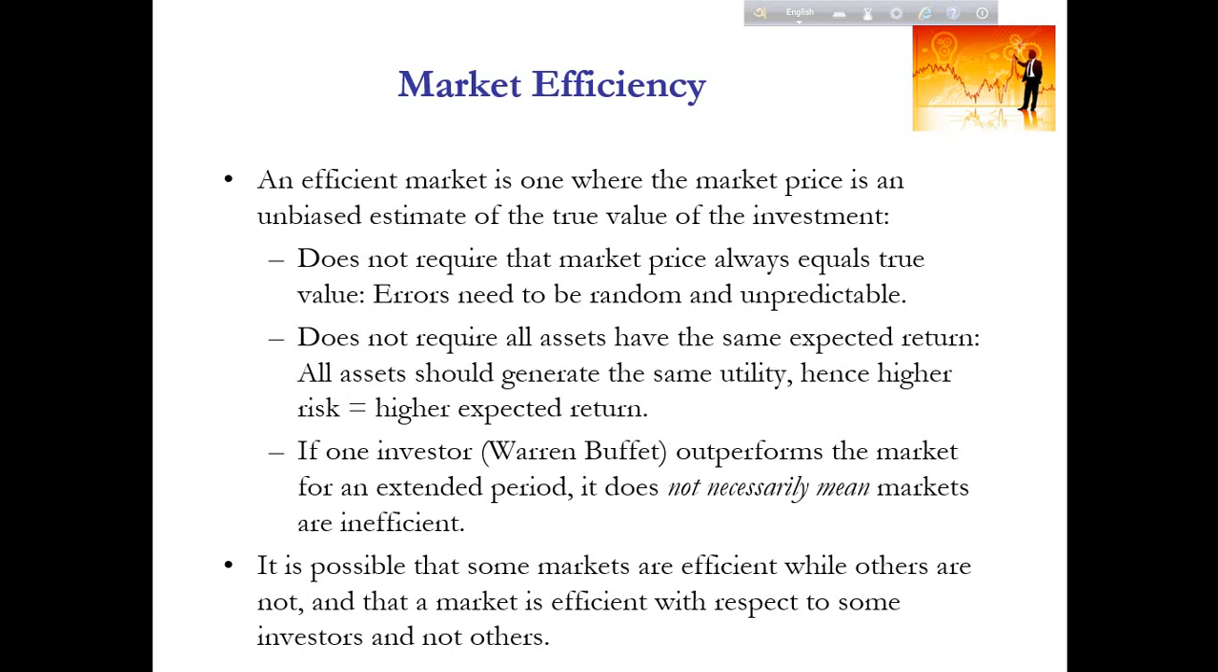It's also important to note that, for example, often people point to Warren Buffett in this particular case: if one investor can outperform the market for an extended period, it does not necessarily mean that markets have to be inefficient. The reason for that is because let's say I get 1,000 people, and I get 1,000 people to all play a coin toss game 50 times over.